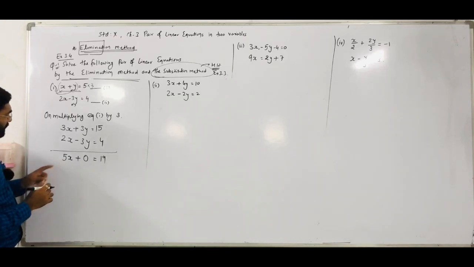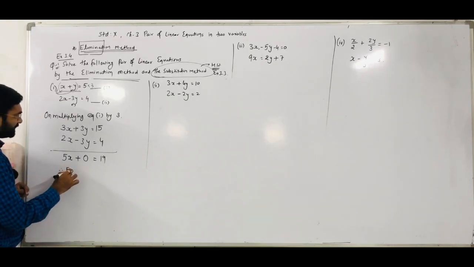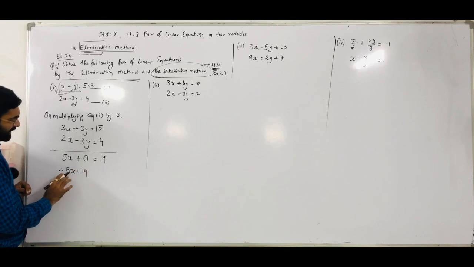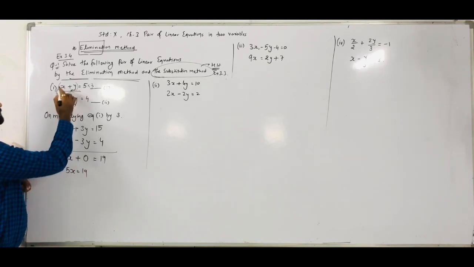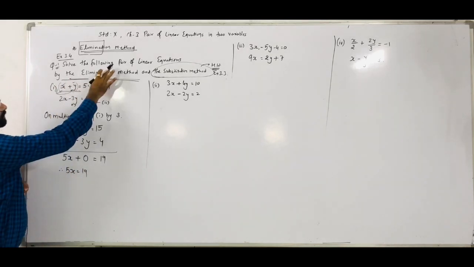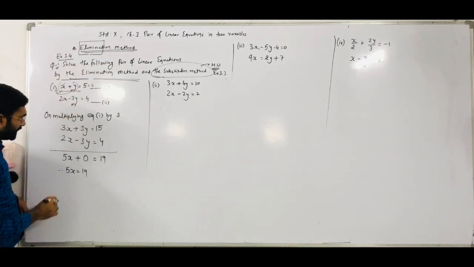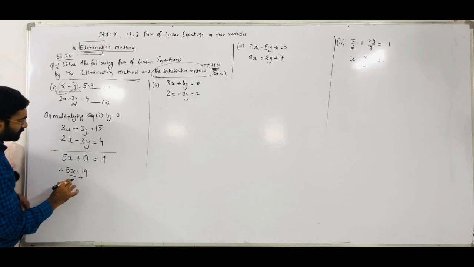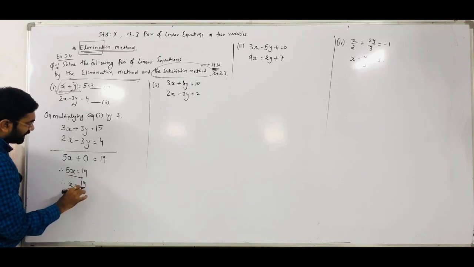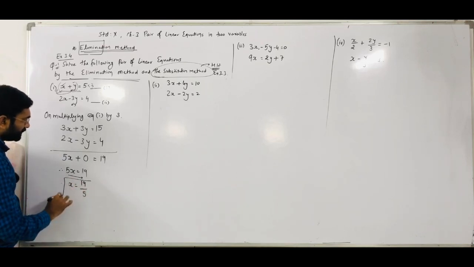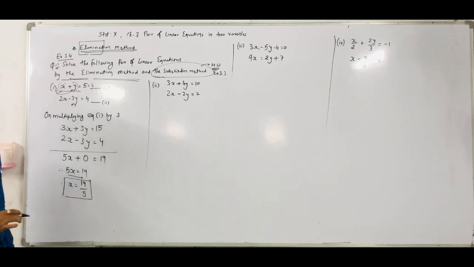Right? Now from there we get 5x is equal to 19. We have to find the x value. The solution of that equation is what? X and y we have to find out, right? So for the following pair of linear equations, we have to find the x and y values. So that 5 goes to the right hand side in the denominator. So 19 by 5. That x value is 19 by 5.